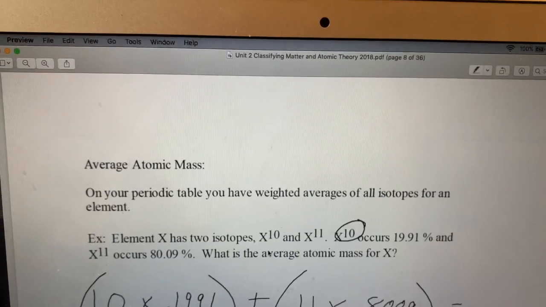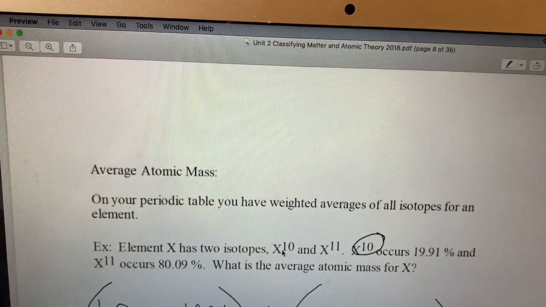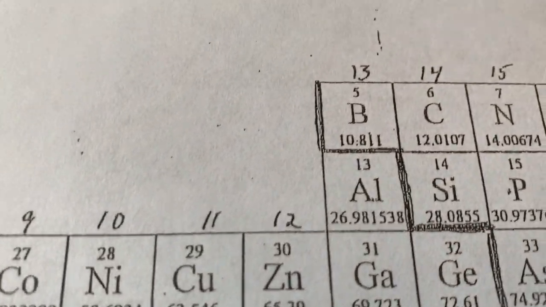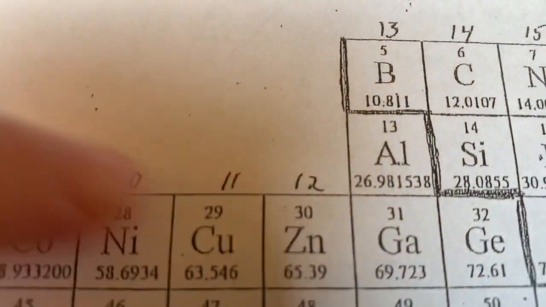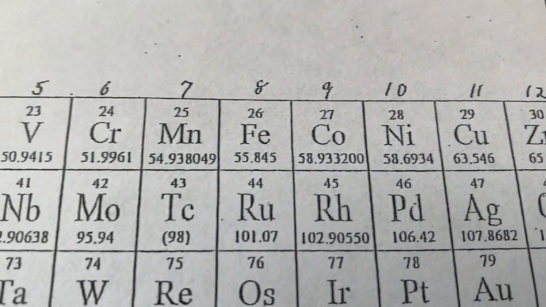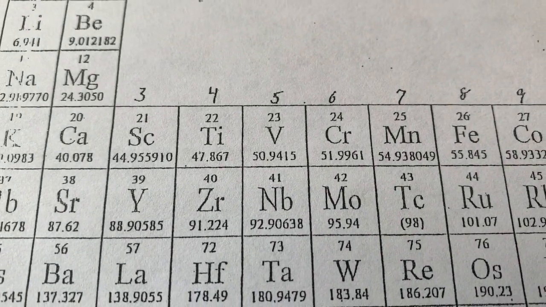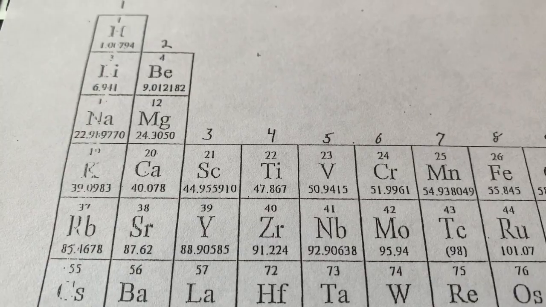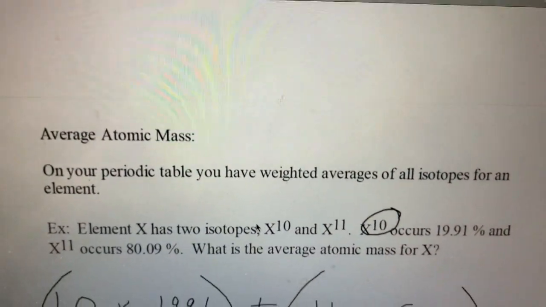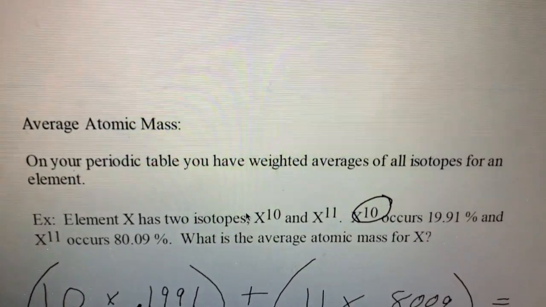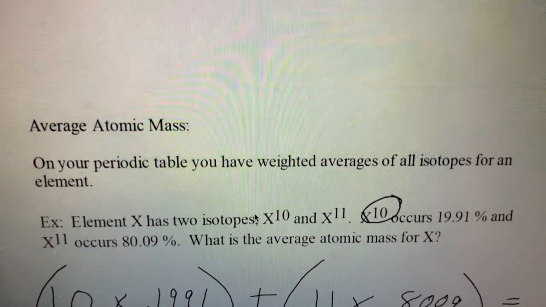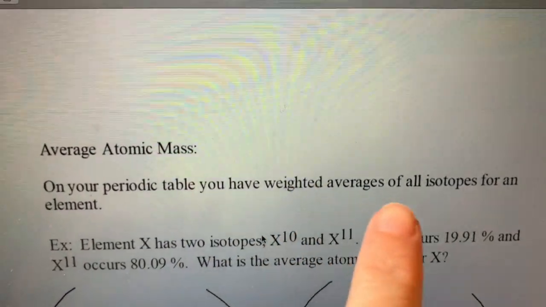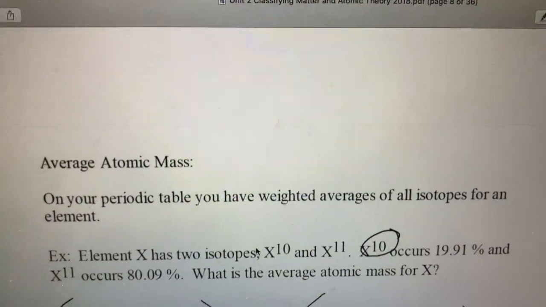Fantastic. All right, our last thing we're going to talk about, and you need your testing periodic table here. If you notice the mass numbers on this periodic table, they have decimals. They are not whole numbers. That is because these are what are known as average atomic masses. An average atomic mass is what we call a weighted average. So on your periodic table, on the testing one, and on most periodic tables you look at, you have what are known as weighted averages for all of the isotopes of a particular element.